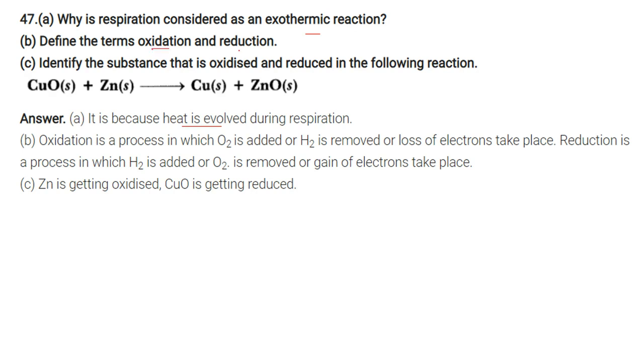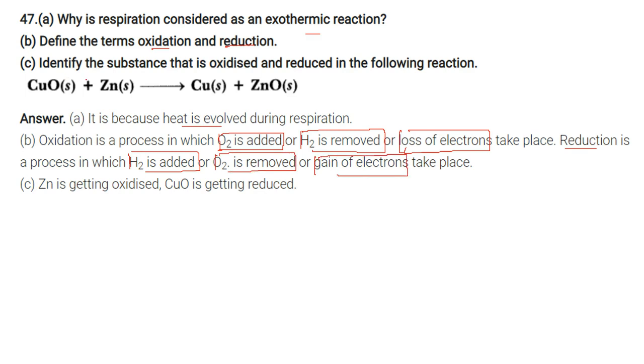Define the terms oxidation and reduction. Oxidation is a process in which oxygen is added, or hydrogen is removed, or loss of electrons takes place. All these three count as an oxidation reaction. While in the reduction process, hydrogen is added, or oxygen is removed, or gain of electrons takes place.